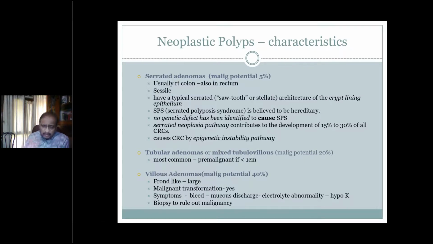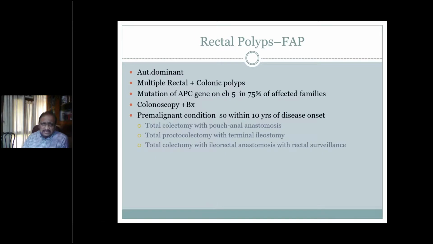Remember that any polyp in the colon has to be considered as malignant unless it's otherwise proved, right? The FAP is one of the common, I wouldn't say the commonest, but one of the common syndromes occurring with polyps, and it's usually autosomal dominant, with multiple rectal and colonic polyps. Even rarely you can have this FAP syndrome extending right up to the duodenum.